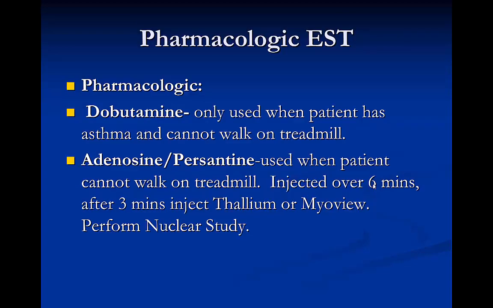The pharmacologic stress test, dobutamine, we use that when a patient cannot walk on a treadmill, and we also use adenosine, persantine when they cannot walk on a treadmill. We inject adenosine, persantine over 6 minutes. After 3 minutes, then they inject the nuclear isotope.